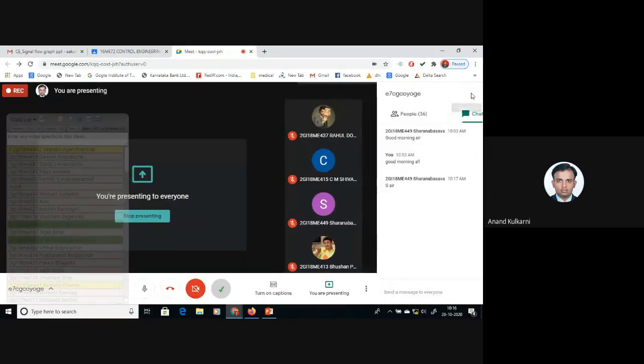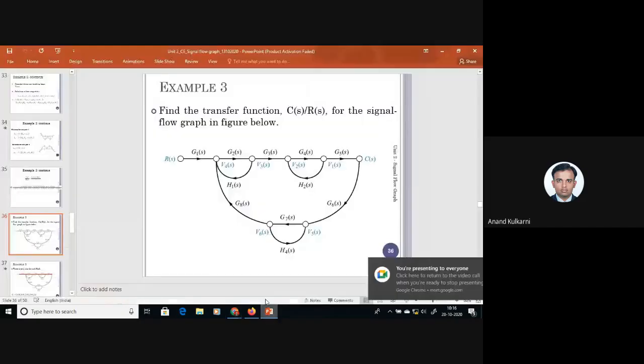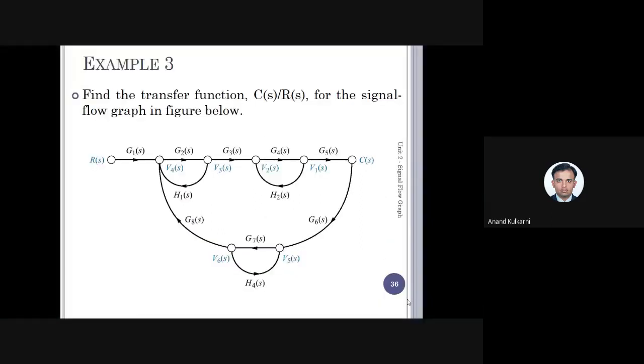Now, if you just observe here, you take your time to note it down, but in the meantime, I'll explain it once again. See here, how many nodes are there? Again, we'll go clockwise. This is the input node, R of S, and C of S is the output node. I consider this as node number 2, this is node 3, node 4, node 5, node 6, node 7, and this is node 8. So totally there are 8 nodes.